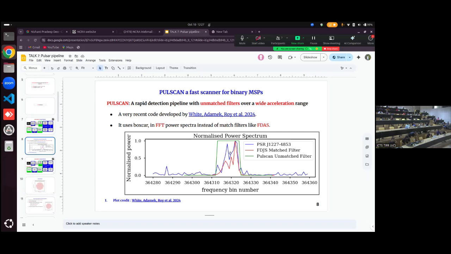Because of this match filtering, it has to match a filter for every signal, so it is time consuming. That's why it takes much more time in acceleration search as well as in jerk search. It takes a huge amount of time.